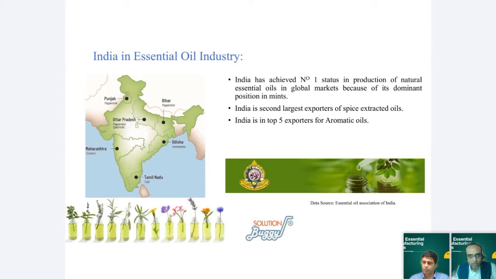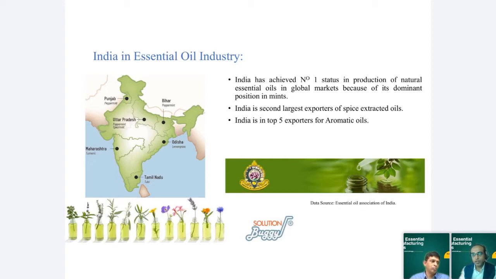Then what is the Indian essential oil industry, and where are we right now in manufacturing of essential oils? India has achieved number one rank in manufacturing of mint oils. India has the largest manufacturing of mint oil and related essence. India is second largest in export of spice extracted oils, like cinnamon, cardamom, black pepper, clove oil. We are the second largest in the world to manufacture this type of spice extracted oil.